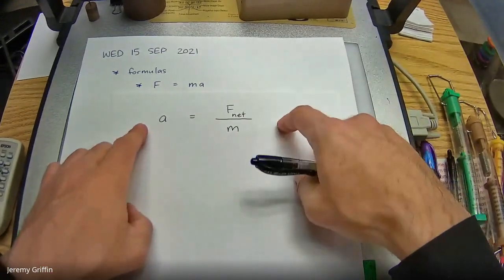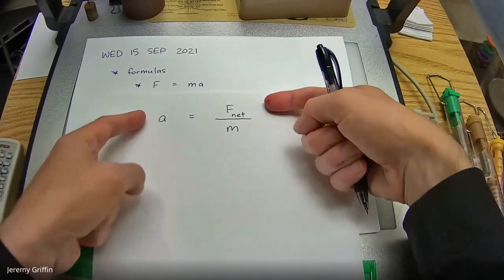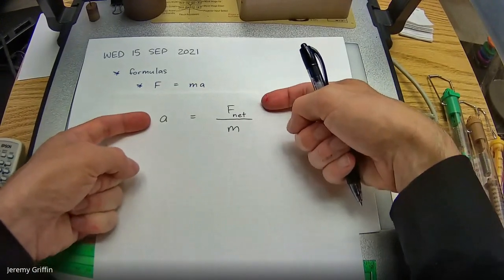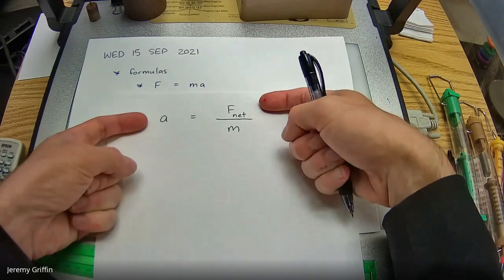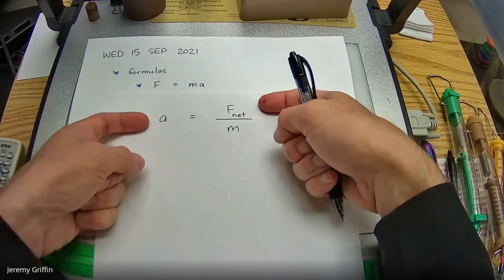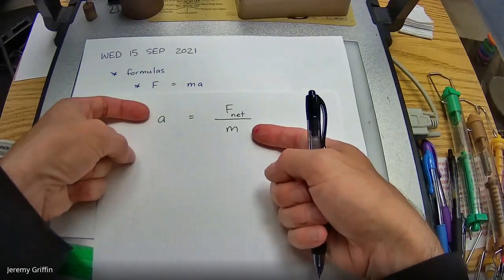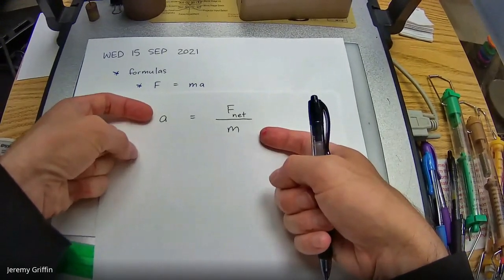Now, here's Newton's second law of motion then. And you can see that force and acceleration are directly proportional. So if you double the force, you double the acceleration, triple the force, triple the acceleration. But acceleration is also inversely proportional to the mass. So the more massive, the less it's going to accelerate.